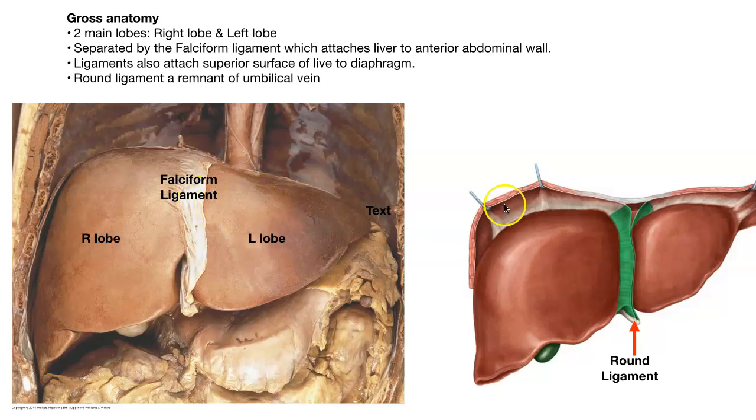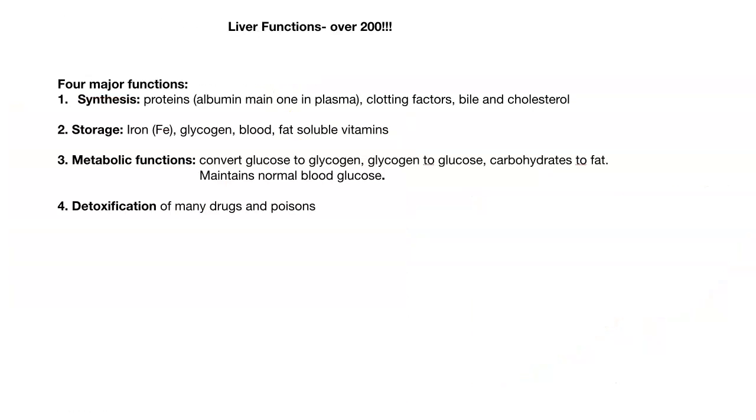There's also a little round ligament. Here's the falciform ligament, and there's a little round ligament that comes out. On a cadaver, this round ligament will be connected to the umbilicus, the belly button. And that was a remnant of the umbilical vein from the placenta of your mom. So that's kind of cool.